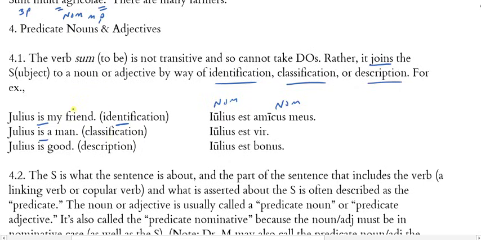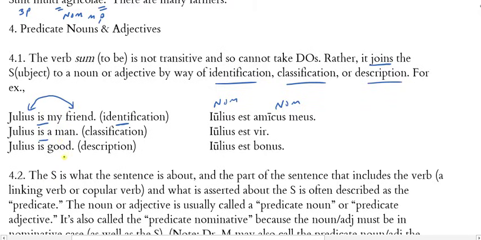When I have an identity relationship, I could reverse these, and I would be saying the same thing. Julius is my friend is Julius, right? But if I reverse these, I don't quite get the same thing, because not every man is Julius, right? Julius is just one instantiation of a man, of the category man.